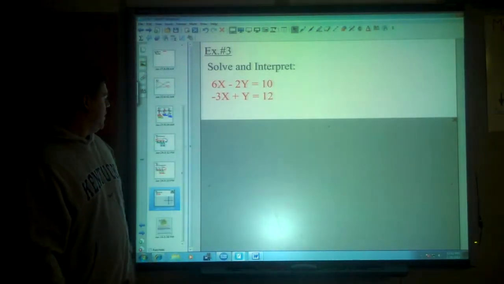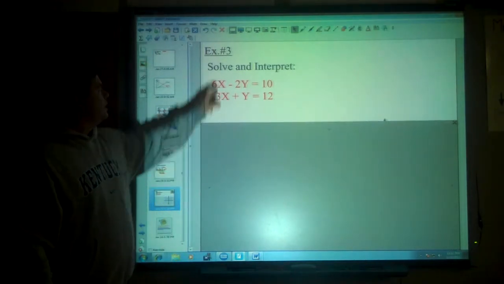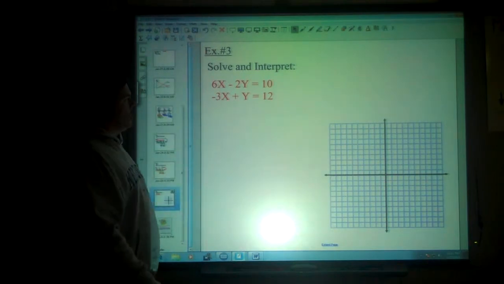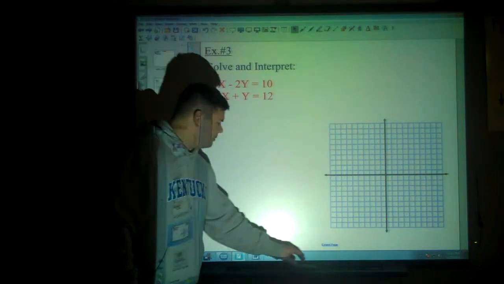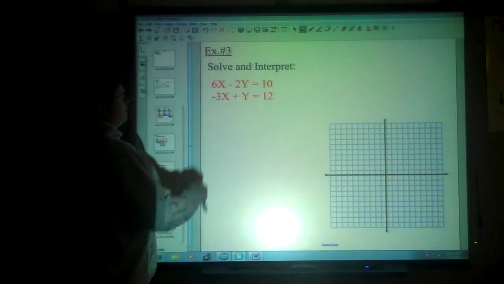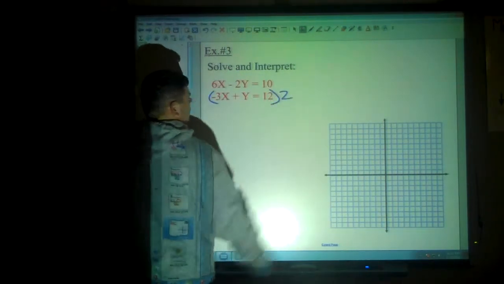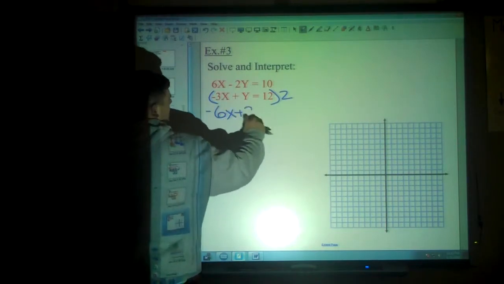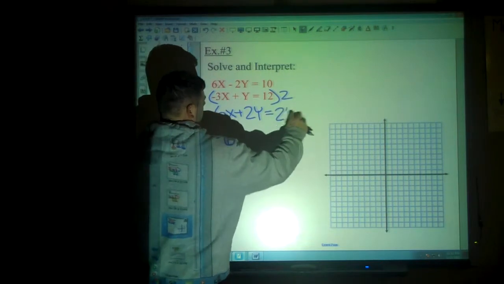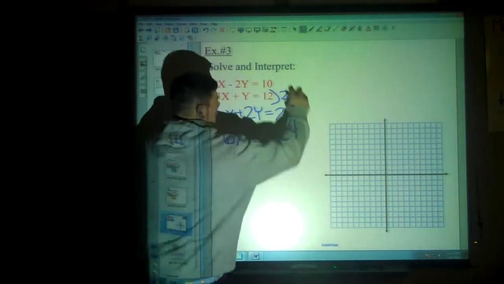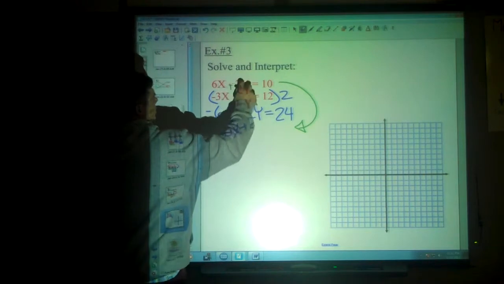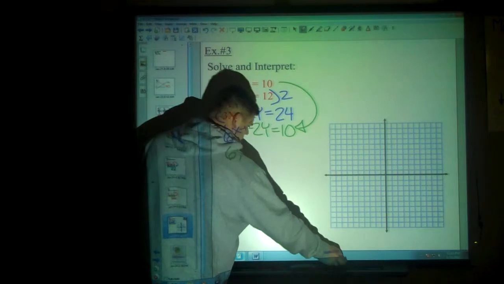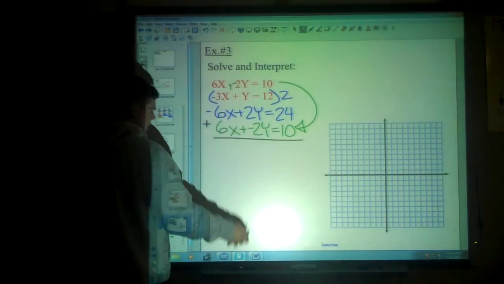Solve and interpret this scenario. It seems as if they are both in what we would call standard form. Maybe an adjustment could be made. We could multiply the bottom by 2. If we multiply the bottom by 2, then we would have negative 6x plus positive 2y is equal to 24. We would have the top to bring down. We could change that to plus negative, which is 6x plus negative 2y is equal to 10. And now we're ready to add them together.